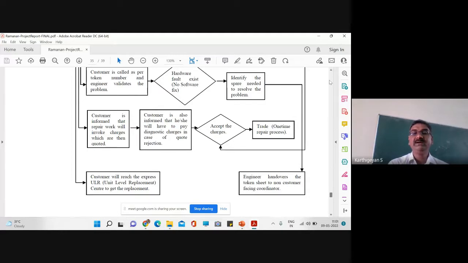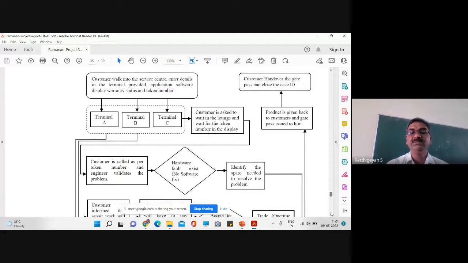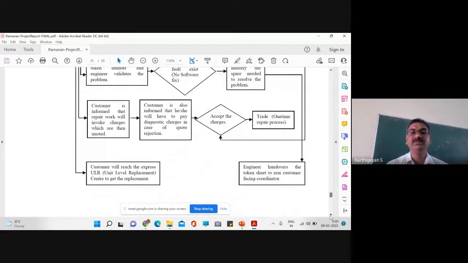Next, the second case: if he requires the help of the service person, that is, if it is a hardware issue, then he has to enter the system and then solve the problem.